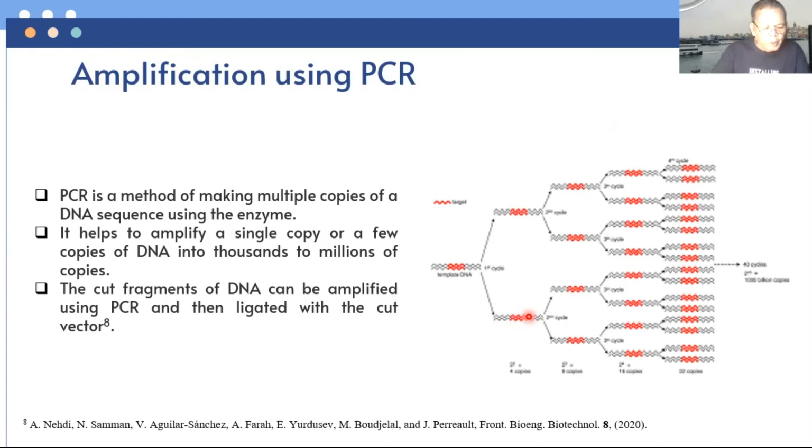PCR reactions are run on a thermal cycler using the following components. First, a template. This is the DNA to be amplified. Primer, a small chemically synthesized oligonucleotide. They are complementary to a region of the DNA. Enzyme, DNA polymerase, and nucleotides needed to extend the primer by the enzyme.